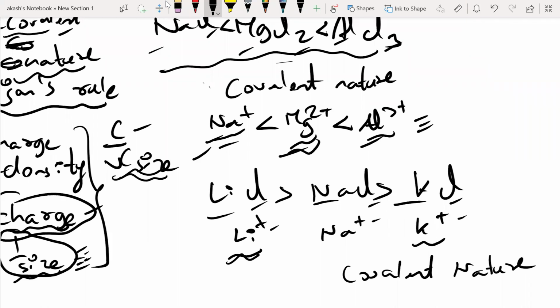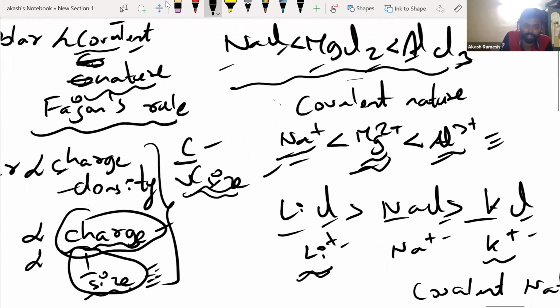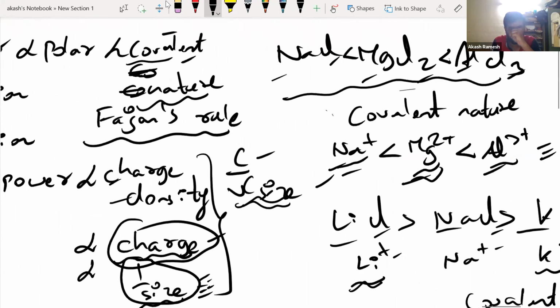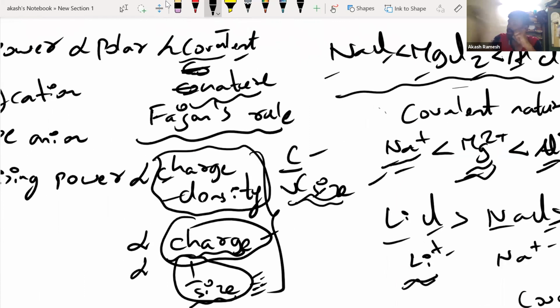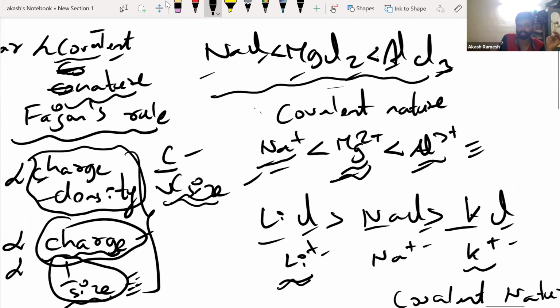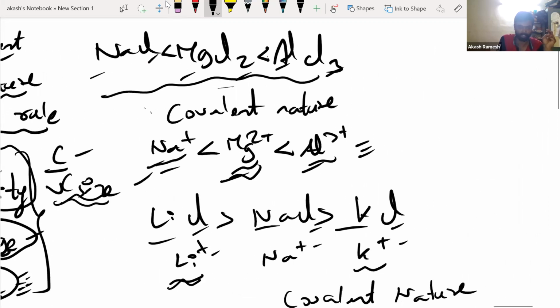Sir, can you explain logically why polarizing power is inversely proportional to the size? It's not directly related to this, but what you have to understand is the charge density. A smaller cation with a high amount of charge will very strongly attract the electron. Say, for example, the charge is +1 in all these cases, correct? But a smaller cation having +1 compared to a bigger cation having +1, obviously, it's like this.